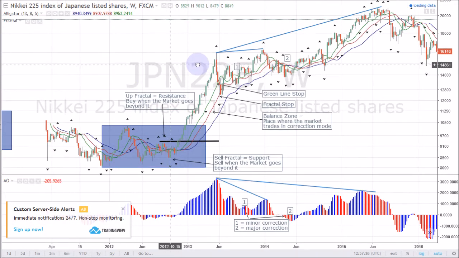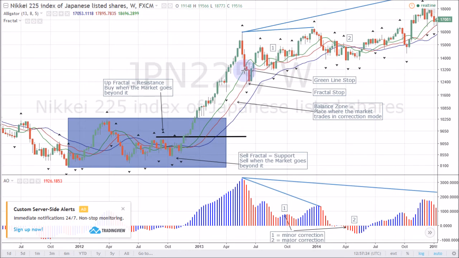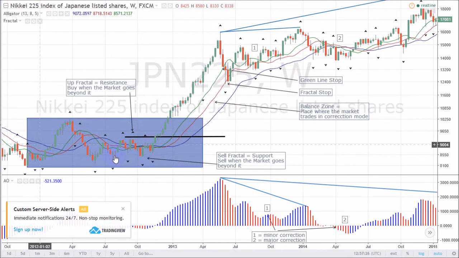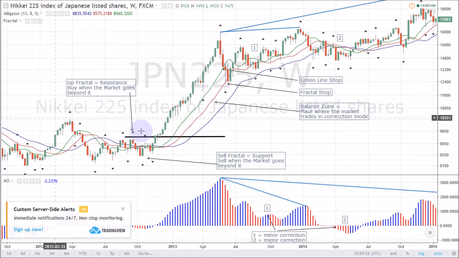Now, the rectangle that we just saw on the monthly chart, we are now looking at here on the weekly. Let me remove this for clarity now. We get a side move with numerous fractal areas. Let me first explain what I mean by fractal. We have two different types of fractals. There are up fractals and there are down fractals, or sell fractals.